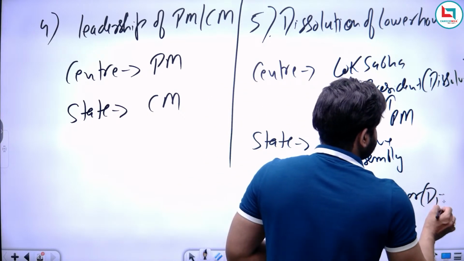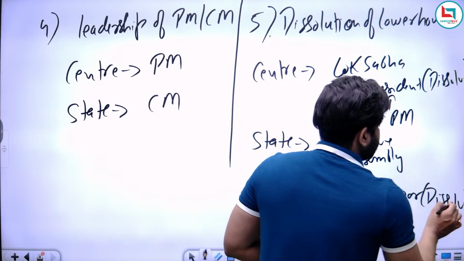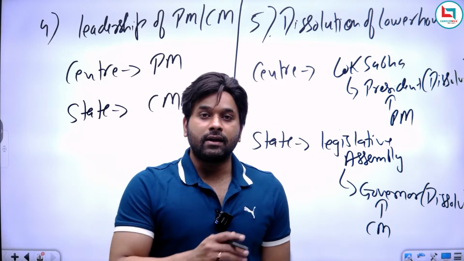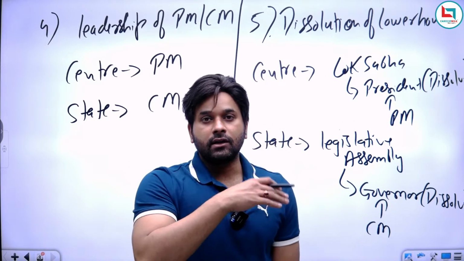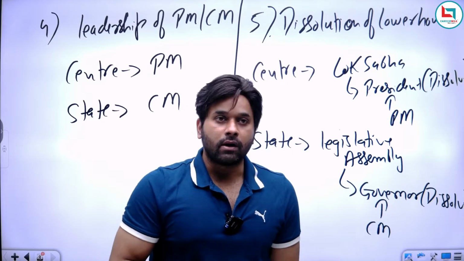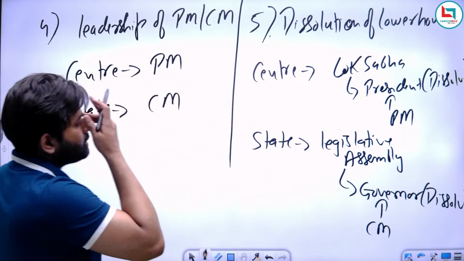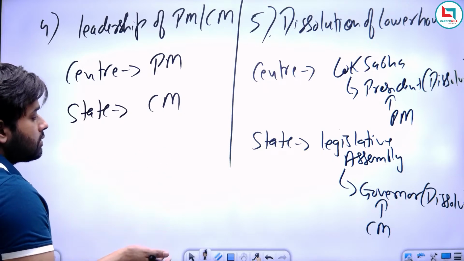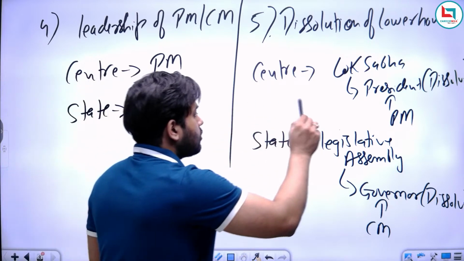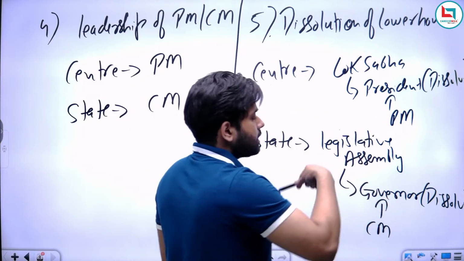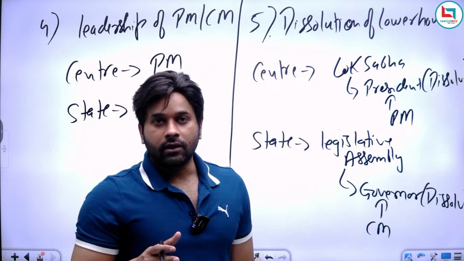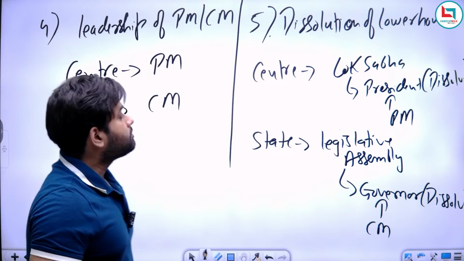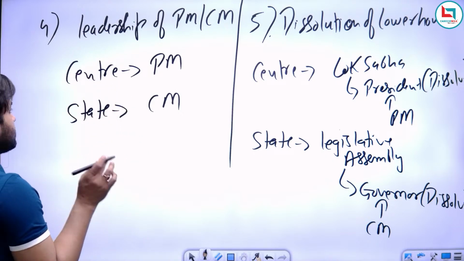So in states, the governor dissolves the Legislative Assembly, and at center, the president dissolves the Lok Sabha. Okay, so I hope this point is clear, that at center the Lok Sabha is dissolved and in states the Legislative Assembly is dissolved. But always remember, without the PM or CM, the president or governor does not have any power to dissolve the Lok Sabha or Legislative Assembly. So we are done with the fifth feature.